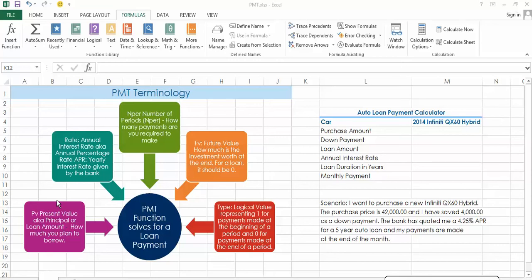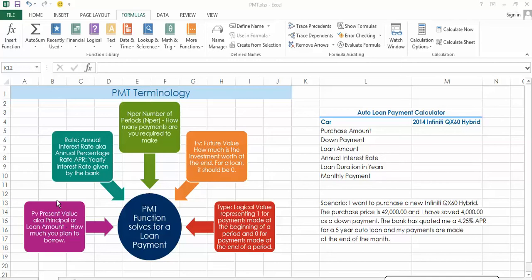FV is future value, and it will tell you how much the investment is worth at the end when all of the payments have been made. And for a loan, it really should be zero. When you finish making all of your monthly payments on a loan, then you should have no balance left. FV is used as a function to help you determine how much money you're going to make on an investment as you're saving money as well. So we can look at that in a different video.